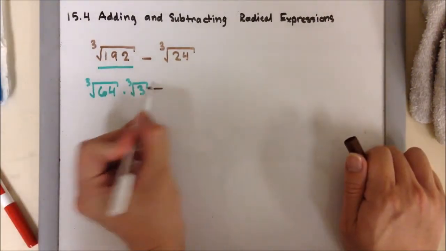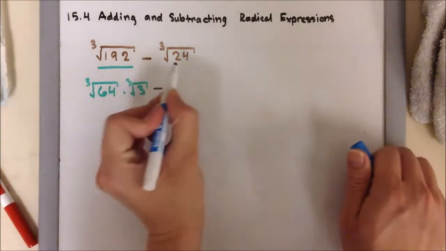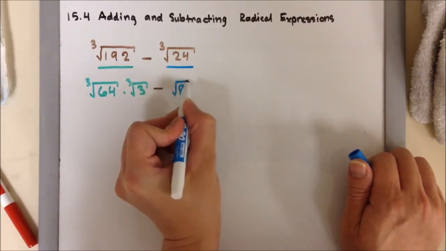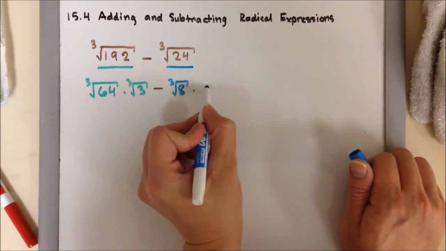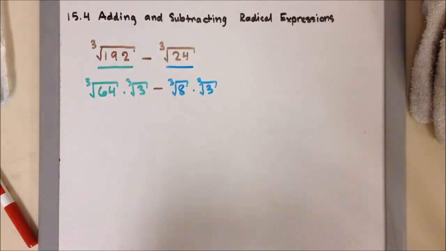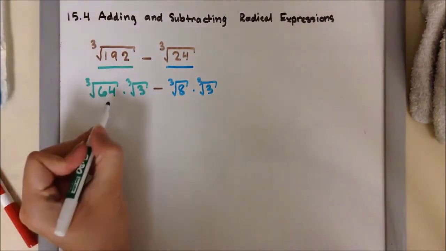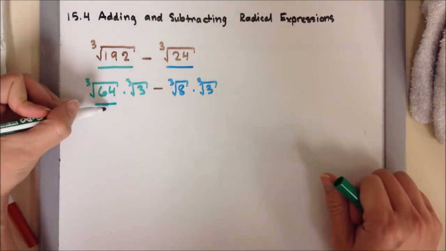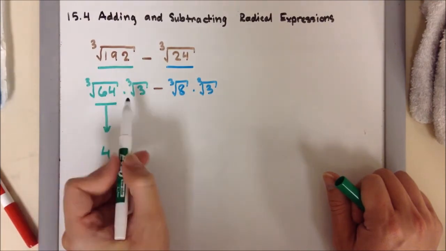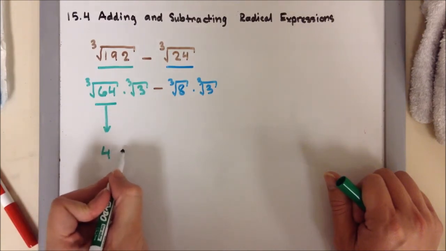Bring down my minus. Now for the cube root of 24, I can break it down into the cube root of 8 times the cube root of 3, because 8 times 3 will equal 24. Alright, so let's simplify each radical expression. You can do the cube root of 64, which will equal 4. I cannot simplify nor do the cube root of 3, so I will bring it down, put it next to my 4.